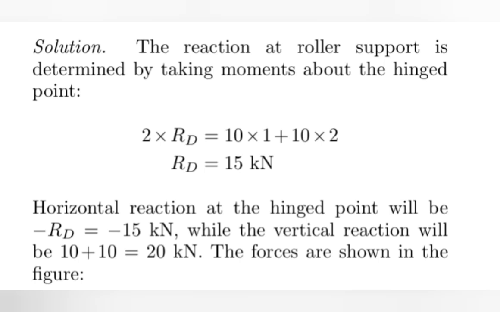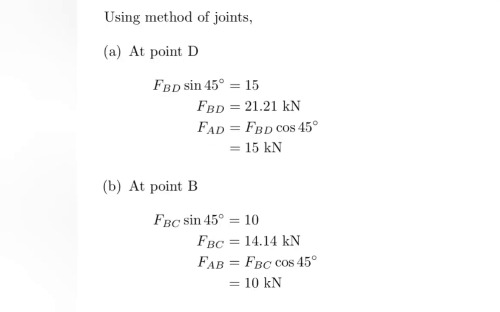For that you have to use the method of joints. At point D, we know there is an angle of 45 degrees, right? Angle ADC is 45 degrees. If we complete the whole figure, there will be another side, which is also 45 degrees because it is symmetrical. Suppose I take ADC as 45 degrees. For FBD, cos 45 will be the adjacent part, in the upward direction, but sine 45 will be in the horizontal direction.